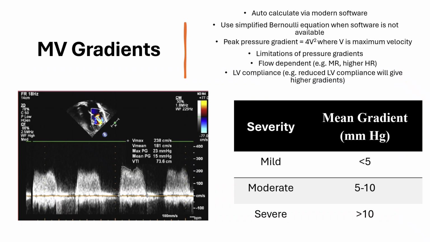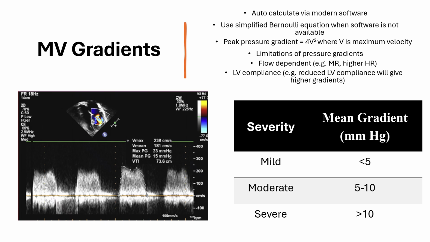Let's discuss gradients through the mitral valve. Most machines now will have some software to calculate this for you. However, when not available, you can estimate the peak pressure gradient by utilizing the simplified Bernoulli equation, which is 4v squared, where v is your maximal velocity.